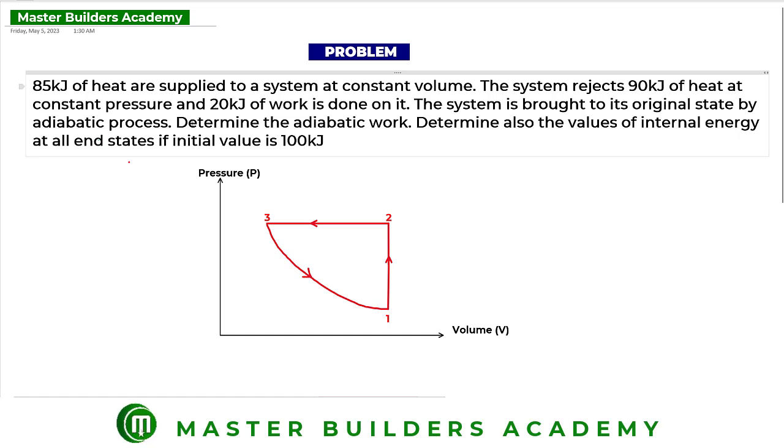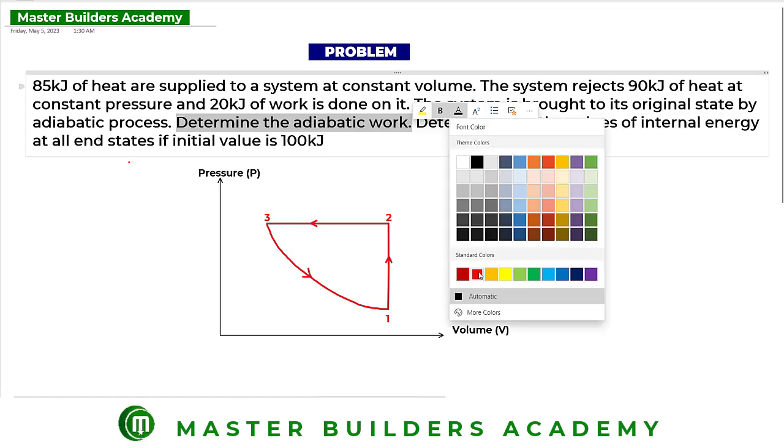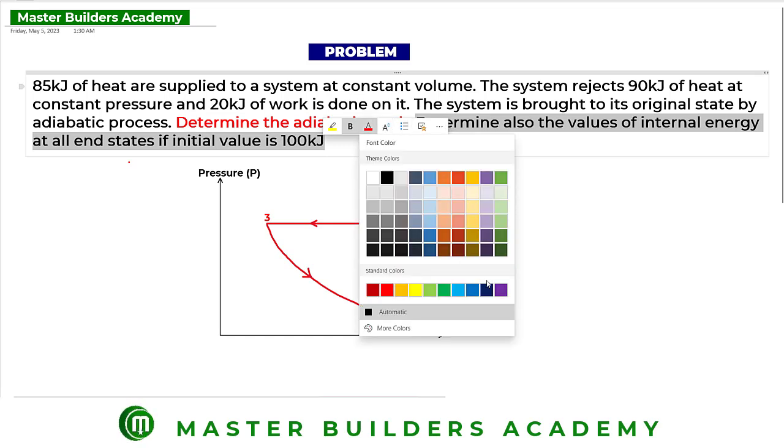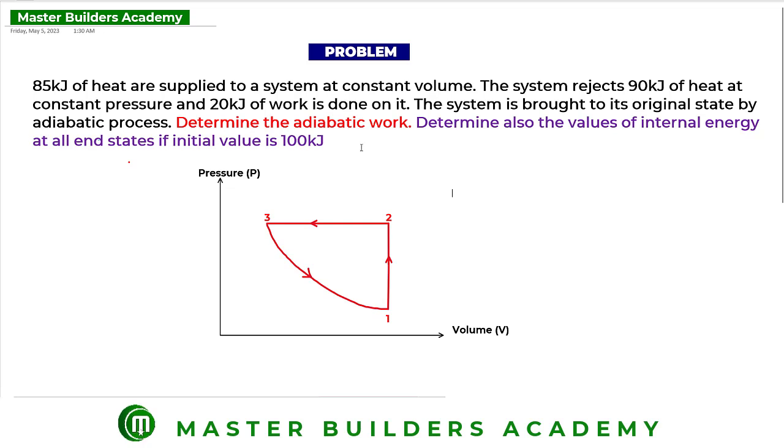All right, now the question is: determine the adiabatic work, which is number 1. Determine the adiabatic work, and then again determine the values of internal energy at the different states we have here. So we're asked to determine the adiabatic work and also the values of internal energy at all end states if the initial value is this.